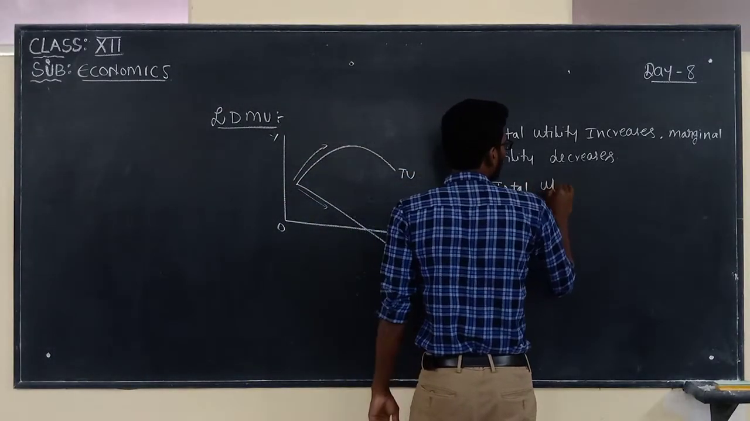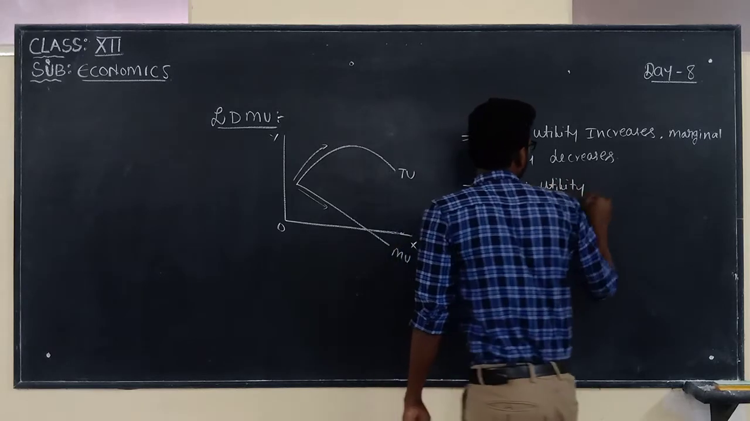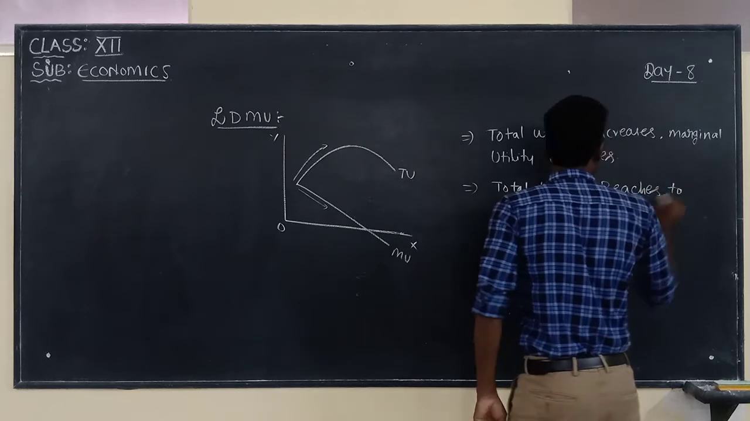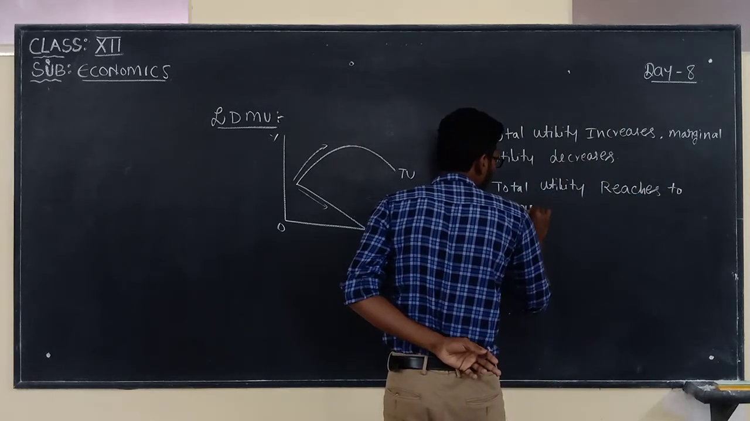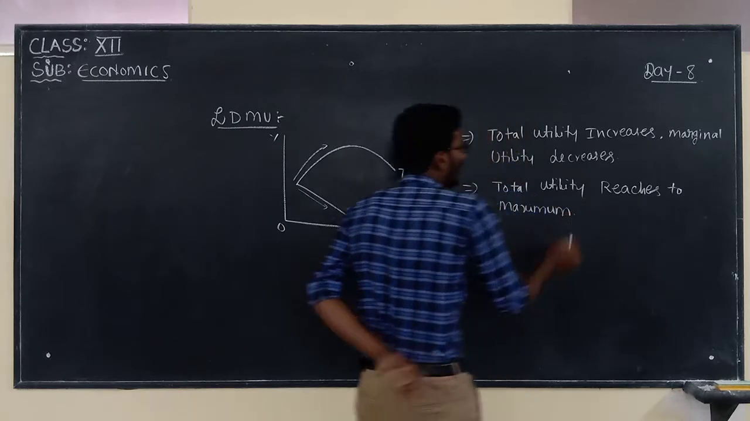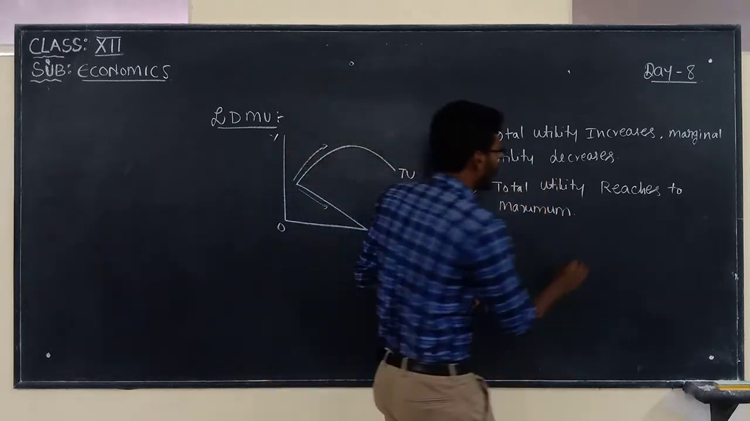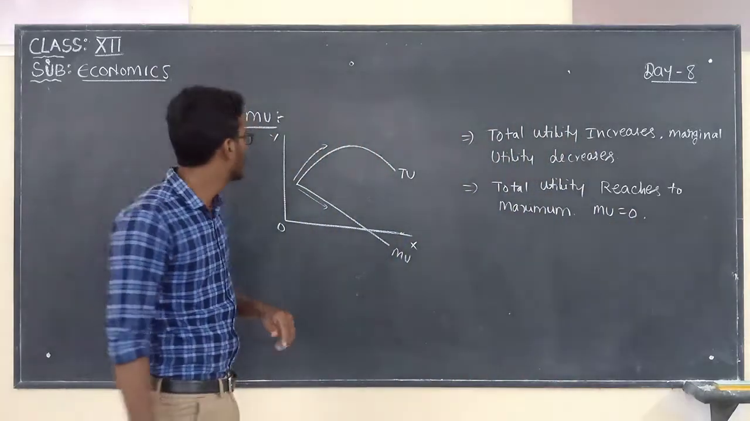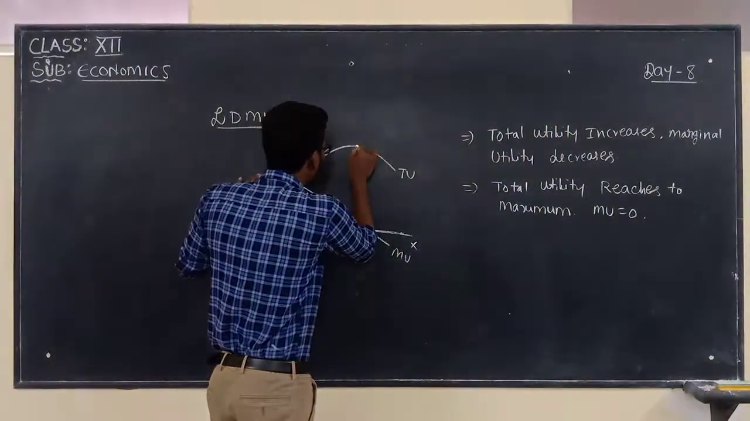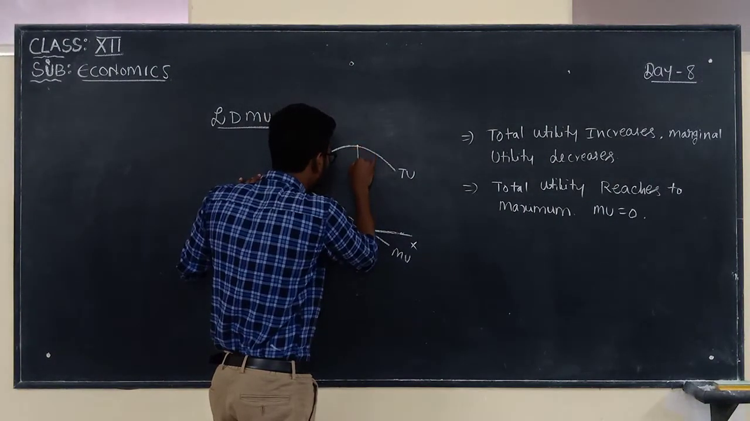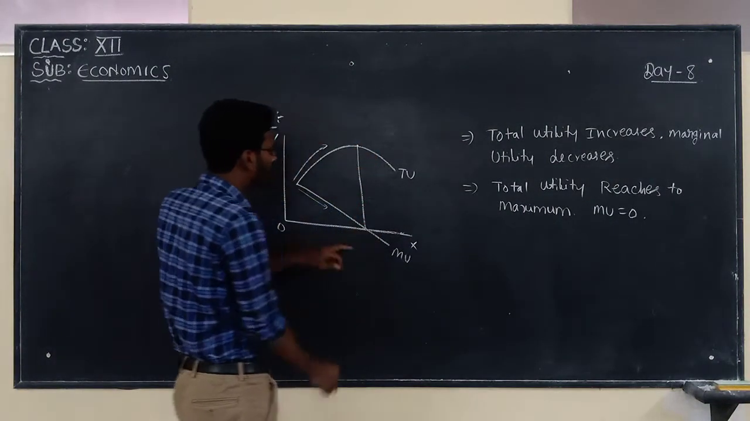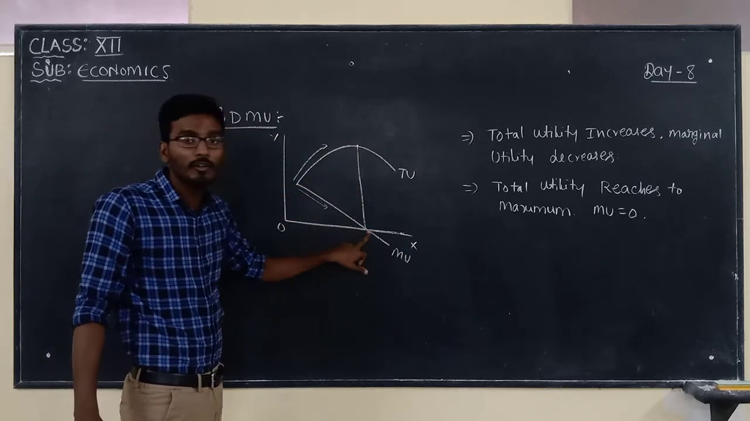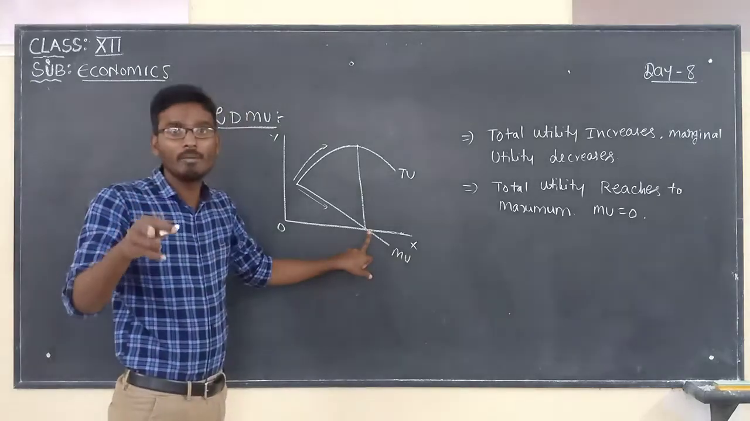Now the second one. Total utility reaches maximum, marginal utility equal to 0. Whenever total utility reaches maximum, we can say that marginal utility will be 0. So when total utility is maximum, marginal utility decreases to 0.